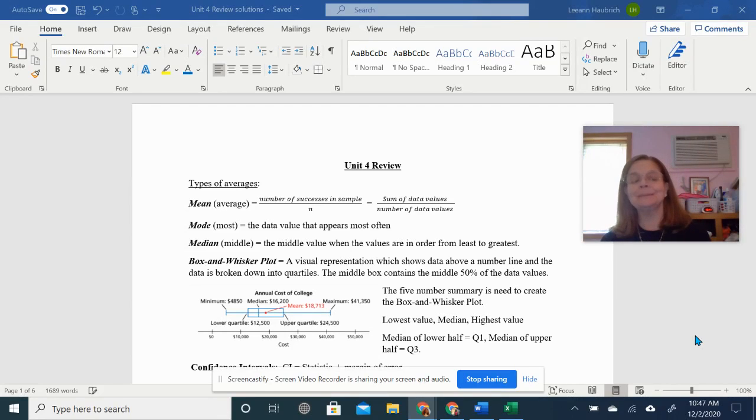Hi guys, so this is it. We're down to the wire, our very last unit, Unit 4, statistics. So the first thing I put together for you is a little review with notes.